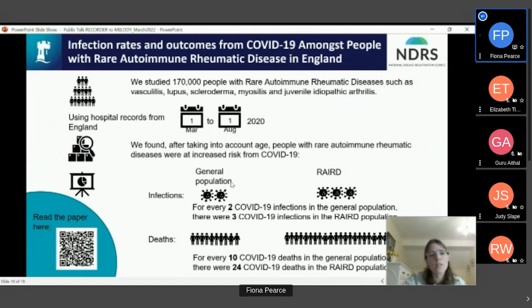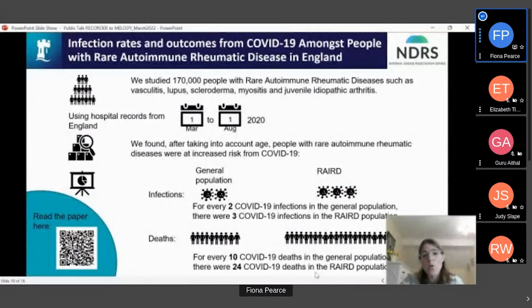And what we found was that compared to the general population, for people of the same age and sex, people with rare autoimmune rheumatic diseases were more likely to have infections. For every 2 infections in the general population, there were 3 in the rare autoimmune rheumatic disease population, but they also were more likely to die from COVID. For every 10 deaths in the general population, there were 24 deaths in the people with rare autoimmune rheumatic diseases. So they were 2.4 times more likely to die of COVID than people of the same age and sex.